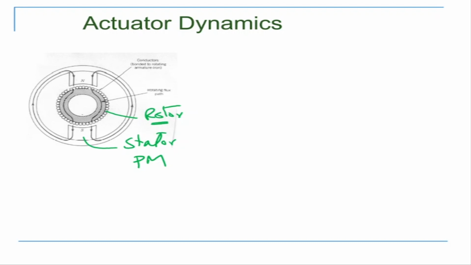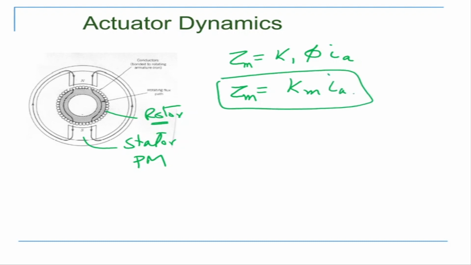Now the torque that is produced by the motor is equal to Ki into phi. Phi is the magnetic flux density, Ia is the armature current, and this can be written as tau m, the motor torque, which is equal to Km, the motor constant, into Ia, the armature current. So this is one equation that we have.